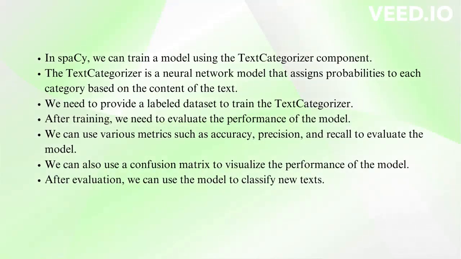In spaCy, we can train a model using the text classifier component. The text categorizer is a neural network model that assigns a probability to each category based on the content of the text. We need to provide a labeled dataset to train the text categorizer. After training, we need to evaluate the performance of the model. We can use various metrics such as accuracy, precision, and recall to evaluate the model. We can also use a confusion matrix to visualize the performance of the model. After evaluation, we can use the model to classify new text.